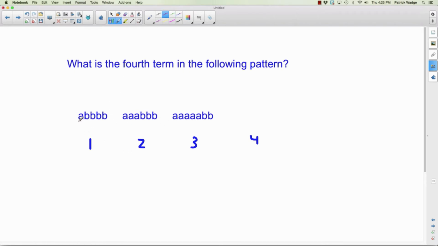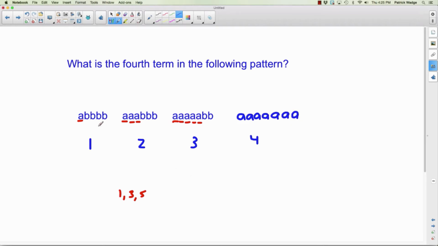If you look at the A's here, you have 1A. Then you have 3 A's. Then you have 3, 4, 5. 1, 3, 5. Look at that. It's going up by 2 every time. So 1, 3, 5 goes up by another 2, 7. Or if you want all the odd numbers, 1, 3, 5, 7. So you would need to have 7 A's. You had 1, then 3, then 5, 7 A's. 1, 2, 3, 4, 5, 6, 7.